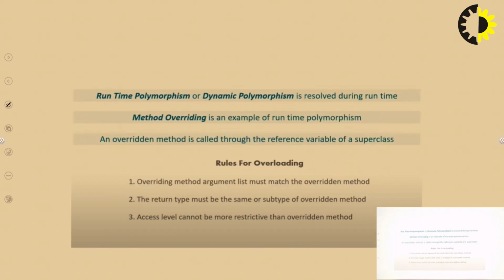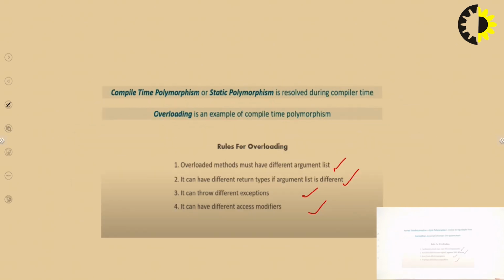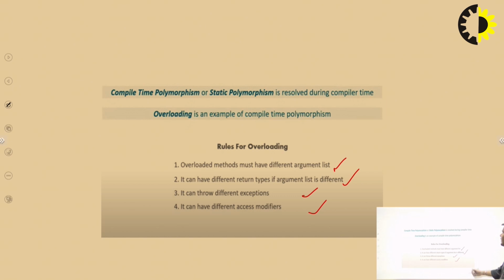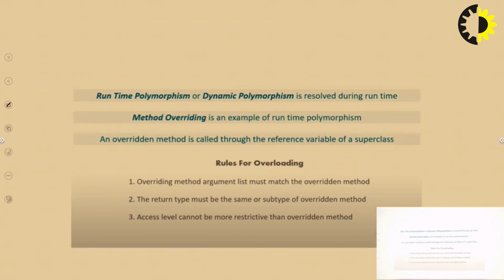And runtime polymorphism, or dynamic polymorphism, is resolved during runtime. The main difference between them is that one is resolved during compile time, and the other is resolved during runtime. Method overriding is an example of runtime polymorphism, and method overloading is an example of compile time polymorphism. What method overloading and overriding are, I have told you. An overridden method is called through the reference variable of a superclass.